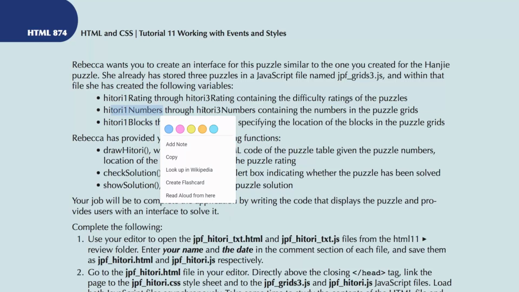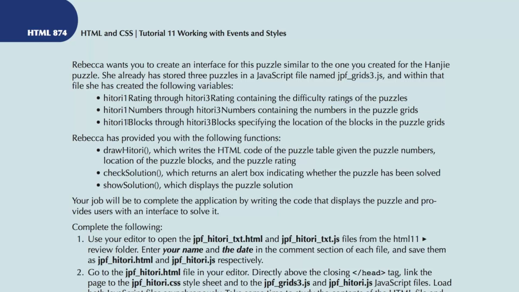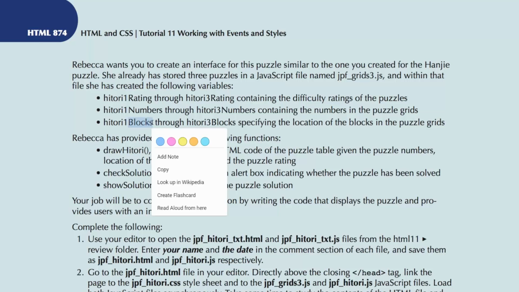The numbers array is going to be used by the drawHattori function, which is already completed for us, when it draws out the puzzle initially. But then when we click on the check solution button, it'll check the blocks array against what the user actually has in the puzzle at that time and make a comparison to see if the user has identified the circles correctly and the blocks correctly.